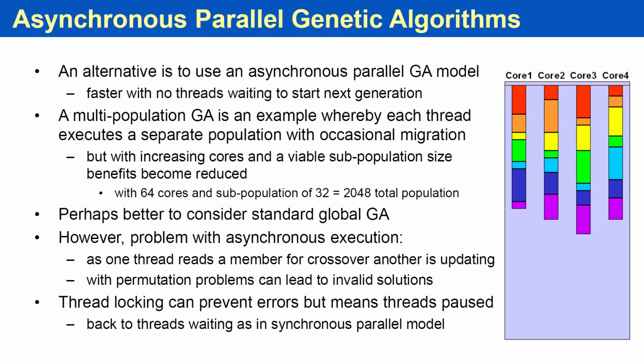But we can see from the diagram on the right how much faster a purely asynchronous version of a genetic algorithm would be, with no gaps for waiting for the threads, only at the end basically.